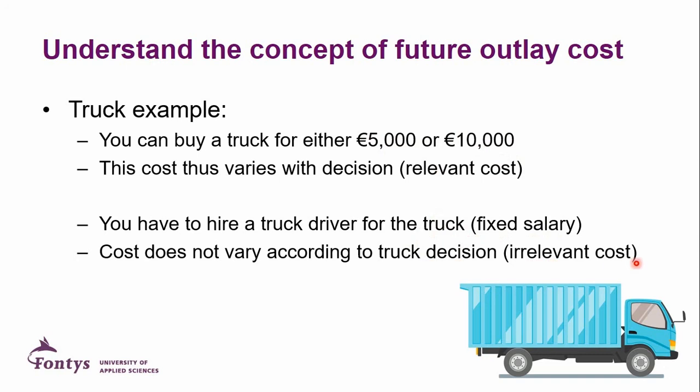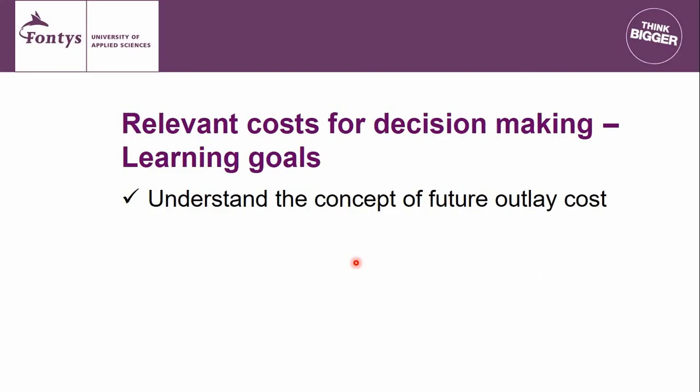So in the cost overview that we set up to take a decision on the truck, the salary of the truck driver will not have a place because it's an irrelevant cost, as it's a cost that is going to be there anyway. And with this, basically, we understand, hopefully, the concept also of future outlay costs, and we're also going to dive into a couple more practical examples now.